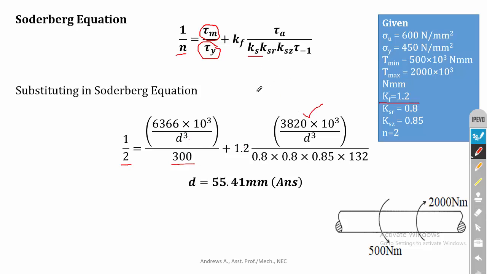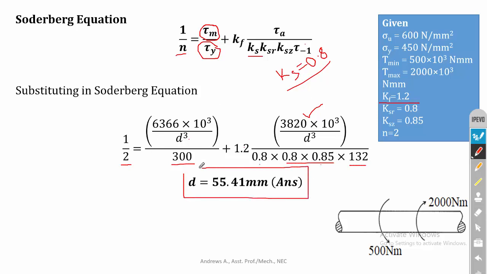Then Ka is 0.8, Kb is 1. Similarly Ks is the load correction factor for shear, it is 0.8. Remember that Ks is equal to 0.8. So substitute the value of Ks, and Ksr and Ksz are given in the problem. Then tau minus 1 we have calculated, it is 132. Substitute everything. By solving this equation, finally you will get d is equal to 55.41 mm. Okay.